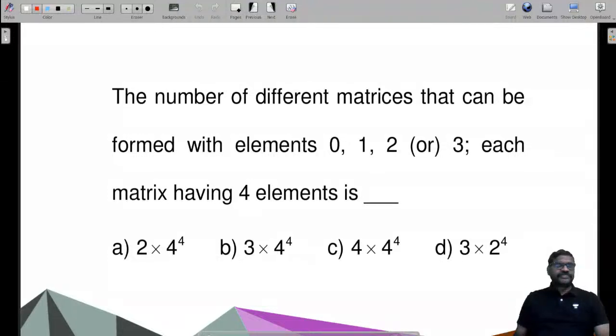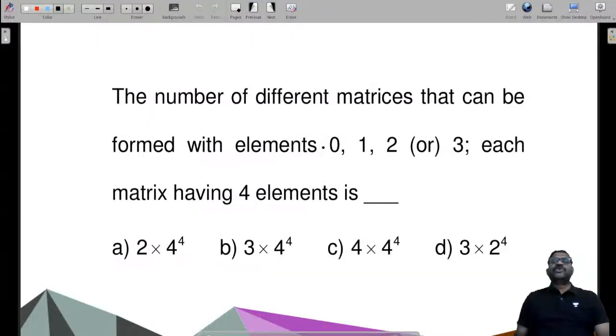Observe the next problem. The number of different matrices that can be formed with the elements 0, 1, 2, 3, each matrix having 4 elements. How many different matrices can be formed where each matrix has 4 elements? See, there are 4 elements now. He has not mentioned the order of the matrix. That's why 4 elements can be arranged in 4 cross 1 form, 1 cross 4 form, or 2 cross 2 form. 3 different forms.